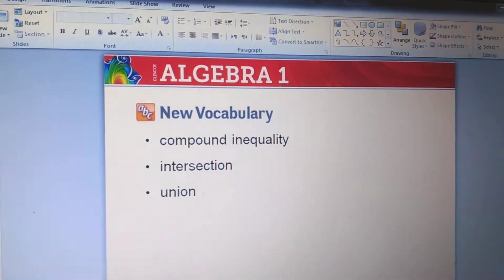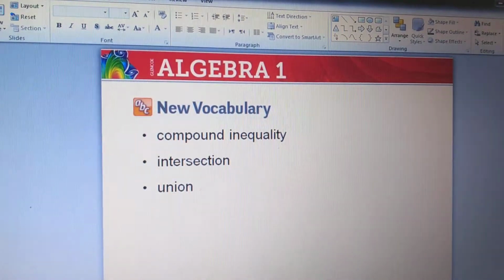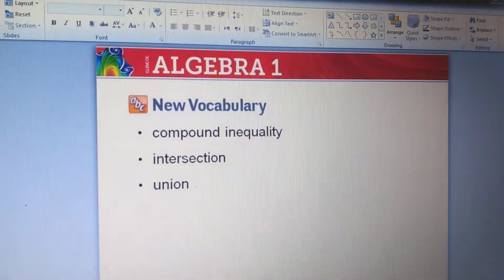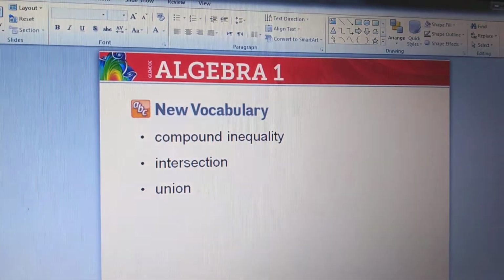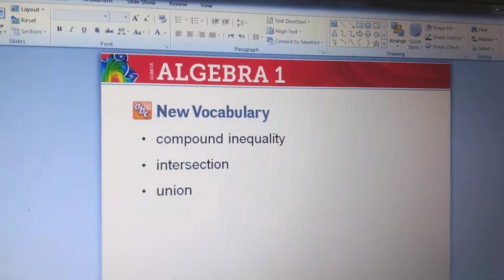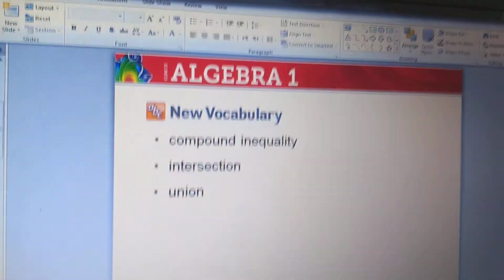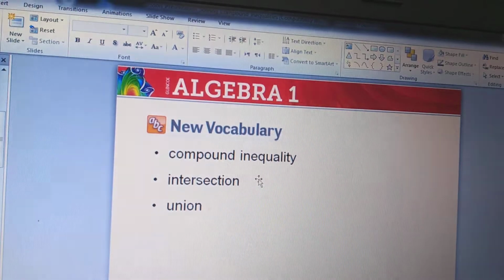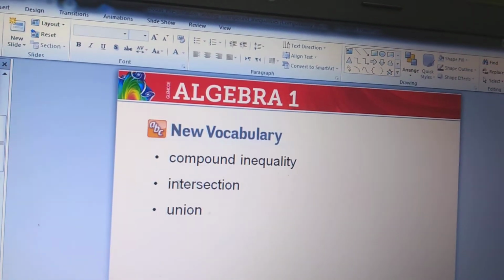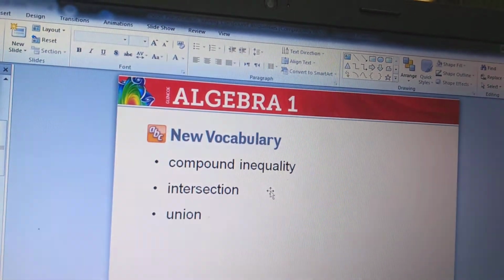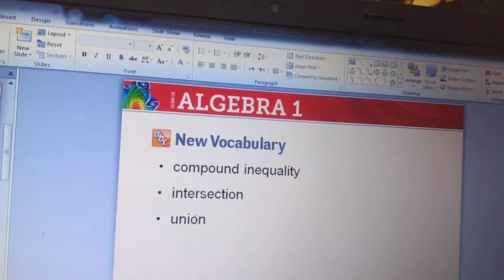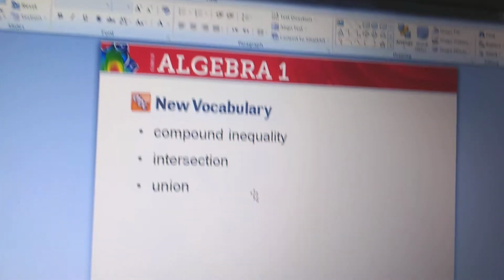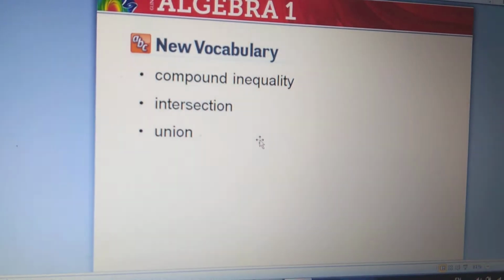Now we go to our new lesson, which is solving compound inequalities. The new vocab in this lesson is compound inequalities. Compound inequalities, this means you will have two inequalities. You will solve them each by itself. The compound inequality has two kinds, intersection and union. Intersection, we combine the two inequalities using AND. Union, we will combine the two inequalities using OR. And of course, we will study them in detail.